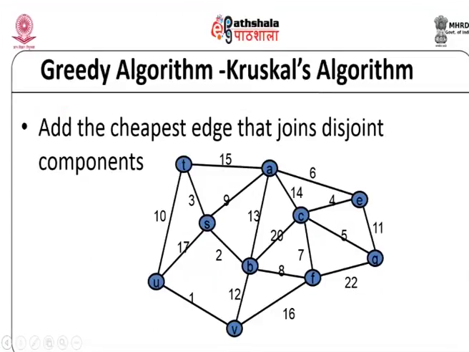Now, let us look at the greedy algorithm and the Kruskal algorithm. Why is it called a greedy algorithm? It is called a greedy algorithm because it always adds the locally cheapest edge that joins two disjoint components. That is why it is called a greedy algorithm. This is an example of a tree that we will be using.